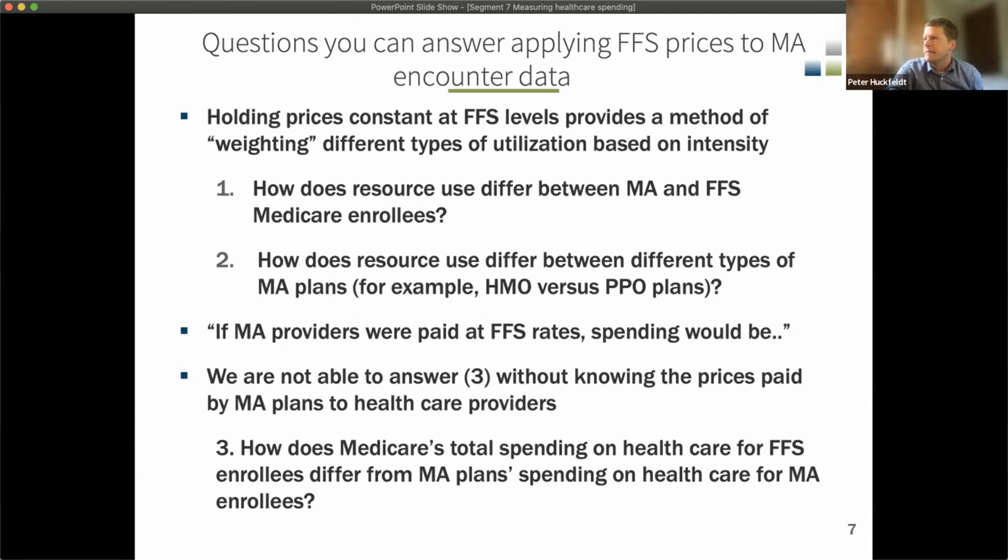prices. Let me just look at the chat here. There seems to be a question. Oh yeah, that's a great point. You can use the standardized price approach and compare it to bids. Yeah, good point.